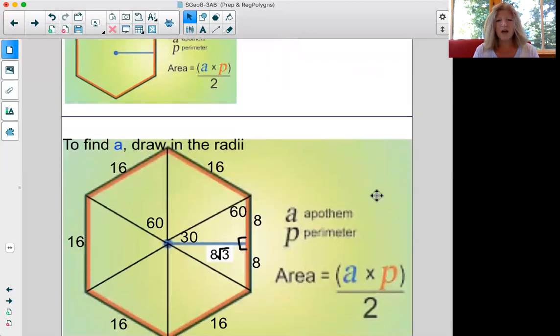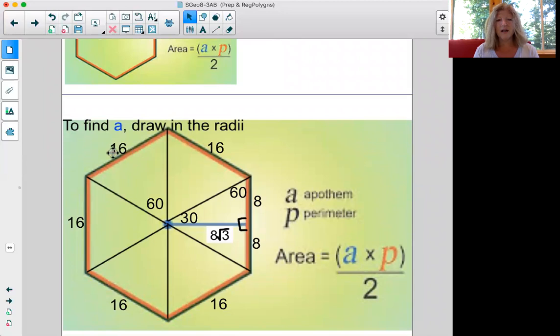So once you've drawn in all the radii in black here, and you've got all your side lengths, we were given the side was 16. Remember that the apothem is basically an altitude of this isosceles triangle formed between the two radii and the side. That's an isosceles triangle, and so the apothem will bisect the central angle.